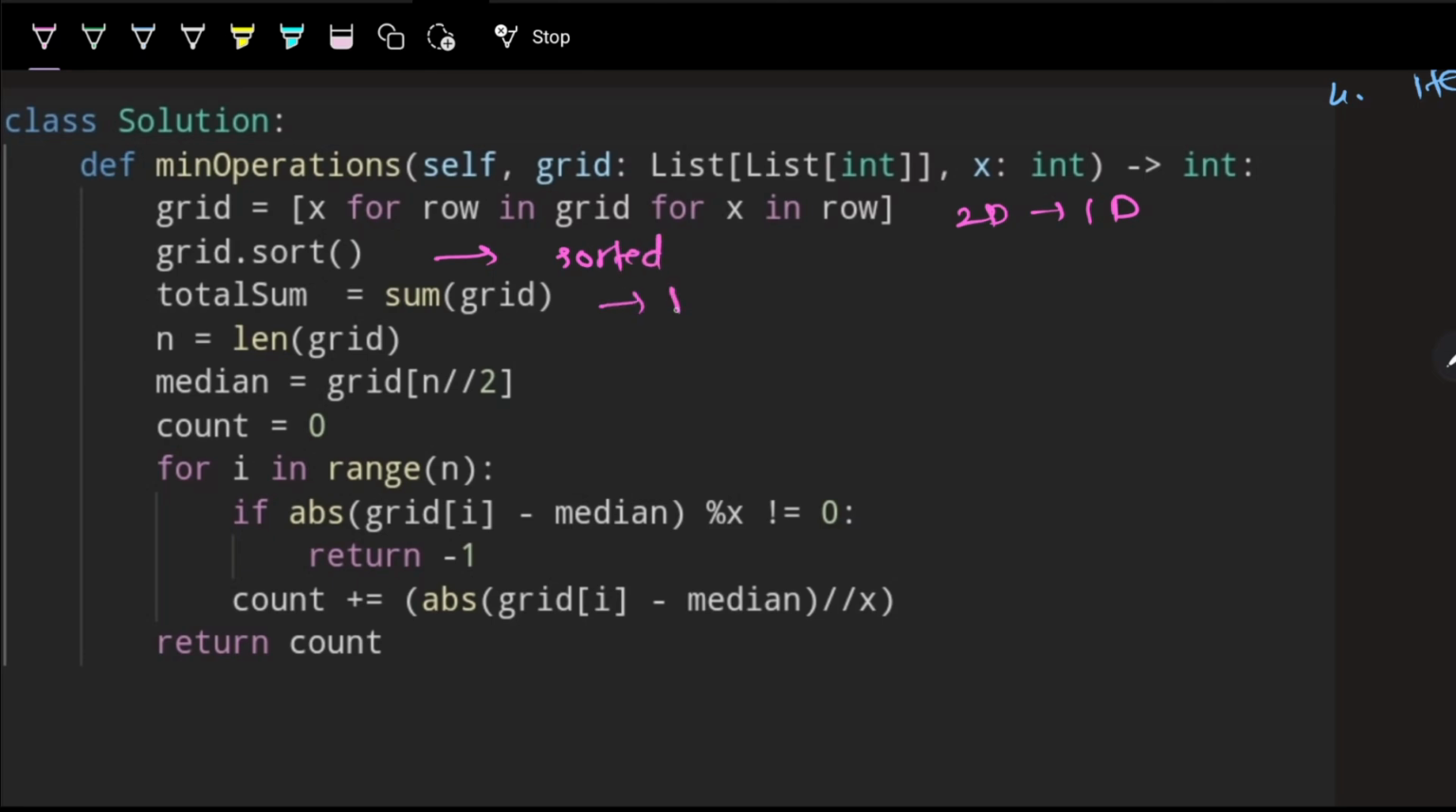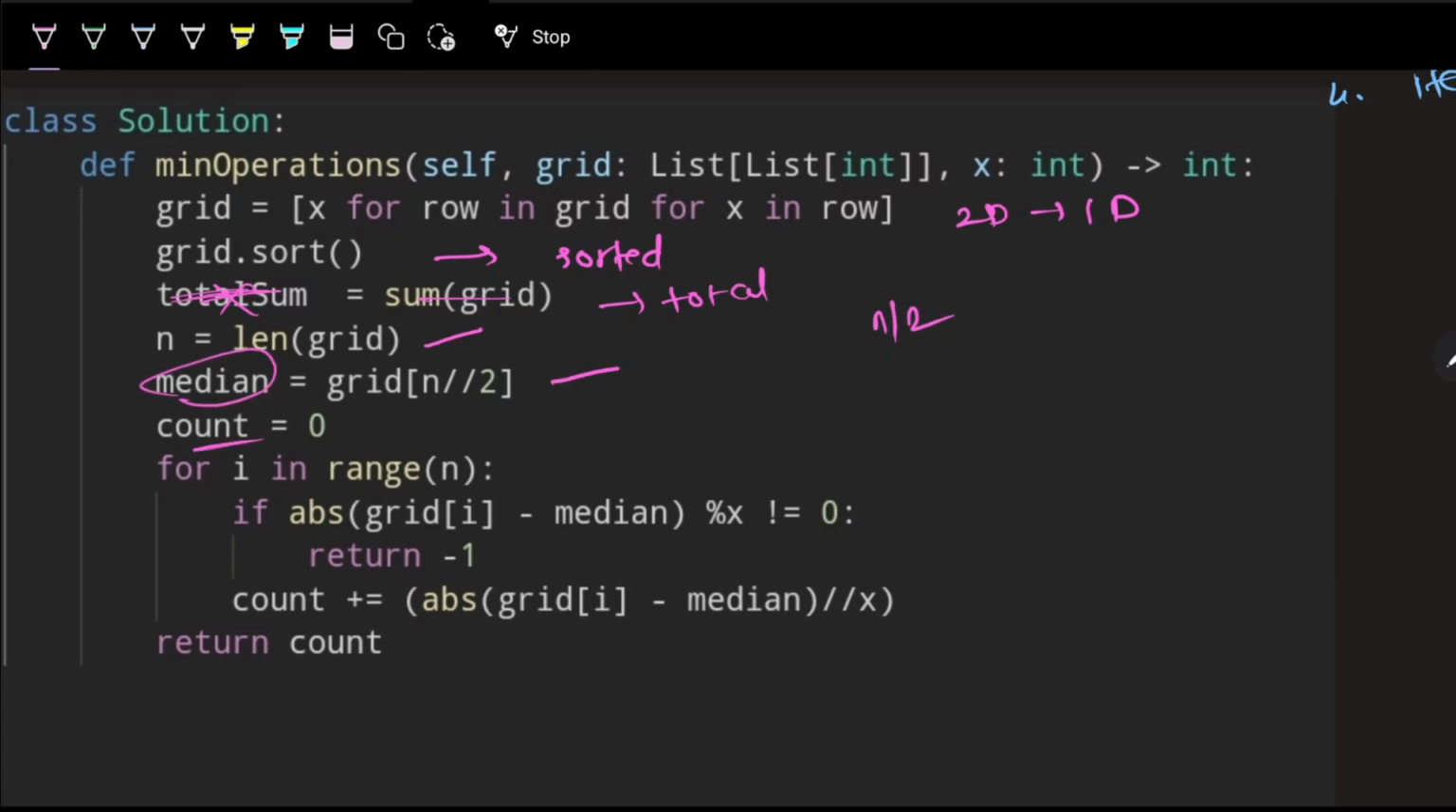Then I take the total sum. Okay, sorry, my bad, that is not needed. First of all, I was trying for a mean, so there is no need of the total sum over here, so you can ignore this point. And then I have taken the length, I have taken the median, and you know, right, median is nothing but n by 2 only. So this is my median now.